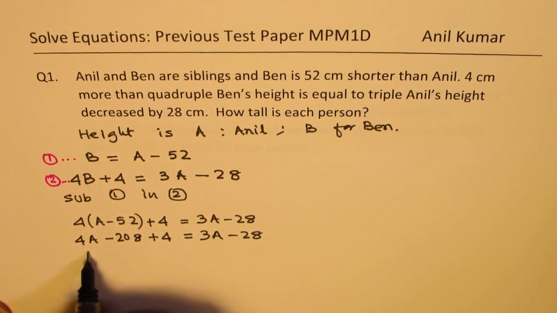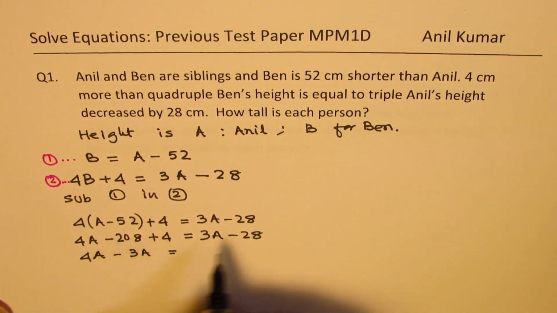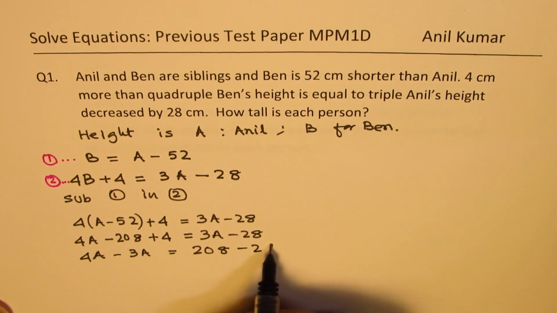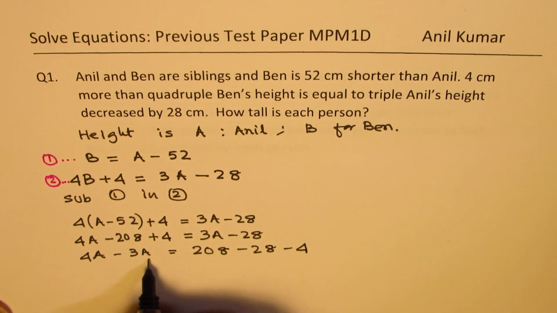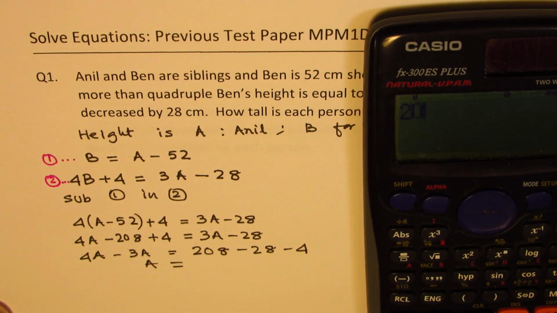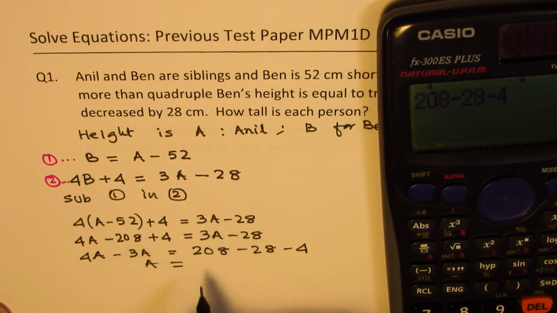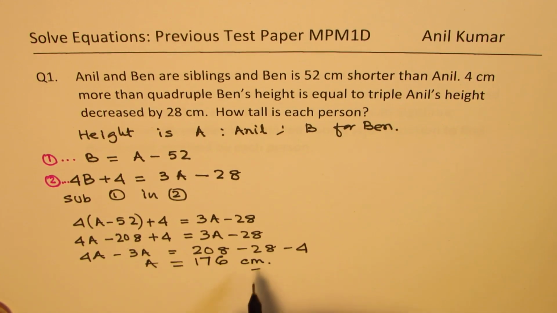Bringing A's together, 4A minus 3A equals, the numbers on the other side, so we get 208 on this side with a positive sign. We have minus 28 and minus 4. Right? 4A minus 3A is A, right? So we get A equals to this difference, right? So let's use the calculator. So we have 208 minus 28 minus 4. Even otherwise, it is not a very difficult calculation, right? So we get 176 centimeters as the value of A, right?